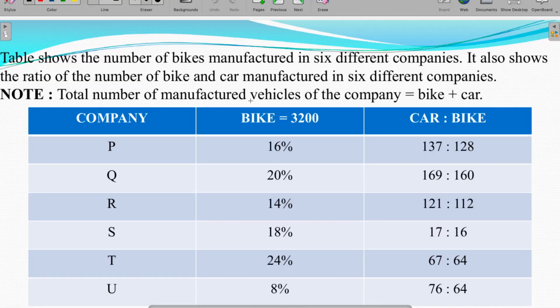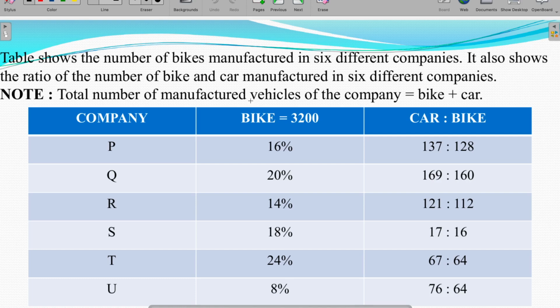Good morning. So, we are going to discuss one more most important data interpretation. Most of the time you can expect this in mains examinations. If you observe here, the data interpretation table shows the number of bikes manufactured in 6 different companies.